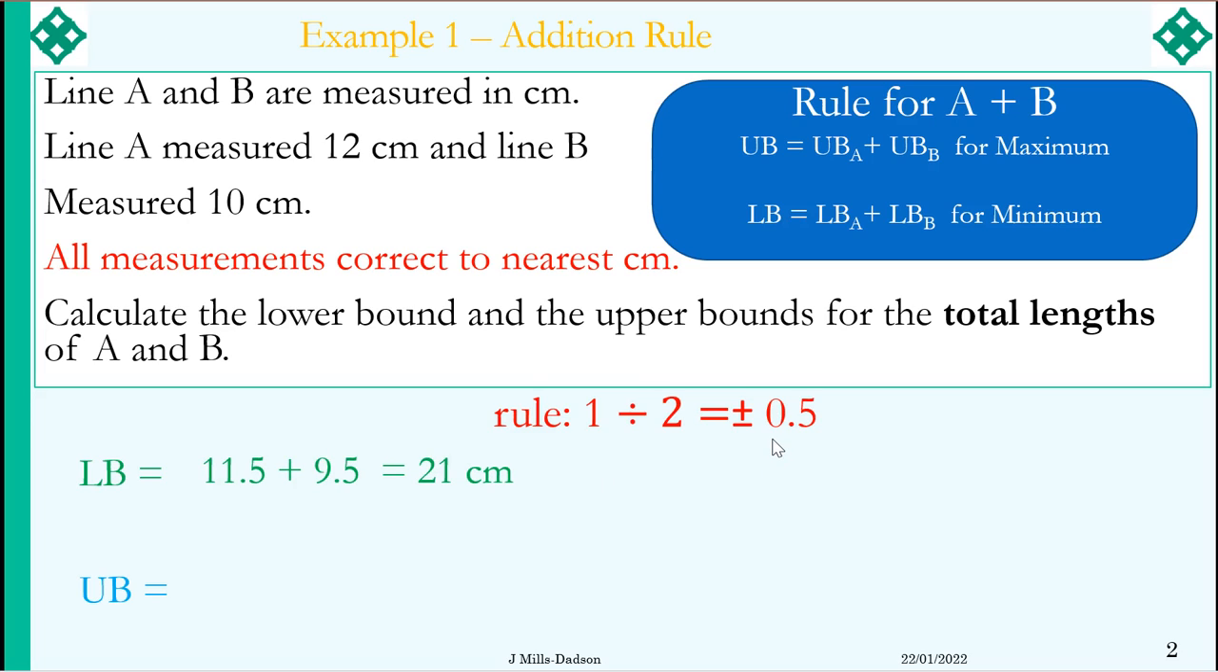So the lower bound will be 11.5 plus 9.5. We take the lower bound of each measure, that's 21, and for the upper bound, we take the upper bound of each measure, 23. This is what we use to create the lower and upper bound. To get the upper bound, we add 0.5 to each number. To get the lower bound, we take 0.5 from each of the numbers.